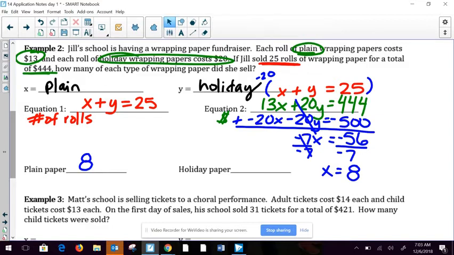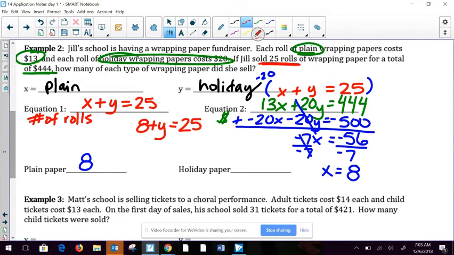Great, so now I have how many plain paper rolls there are. So I need to substitute that in now to figure out how many holiday paper rolls there are. So I know that x is 8, so I took my x out of the equation and I put an 8 in its place. So now how do I move that 8 to the other side?